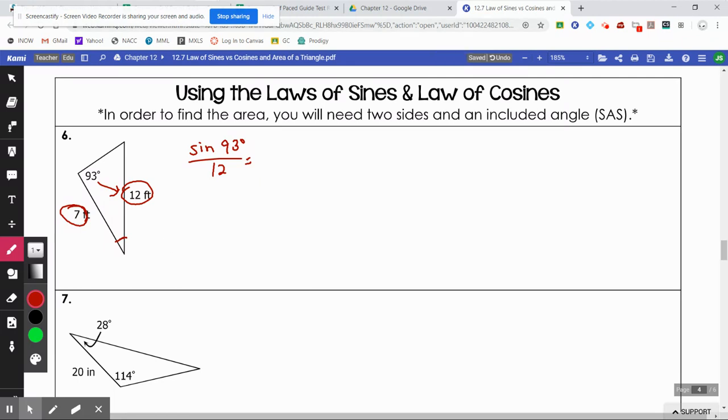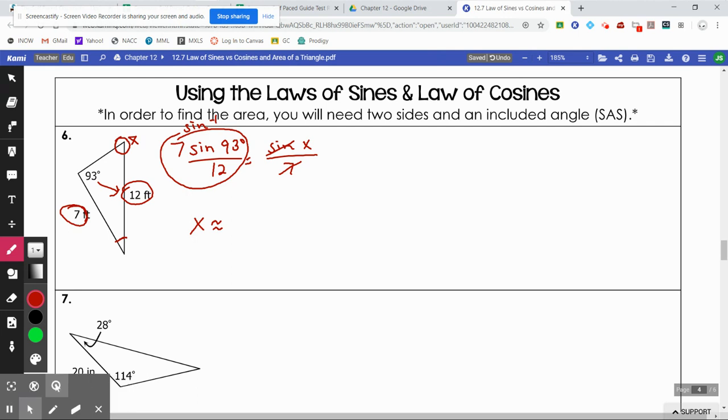Let me erase that. The only side length I have is this 7, and it's across from this angle. So I'm going to have to let that be my x. So I'm going to have to do the sine of x over 7. That gives me, move the 7 over, 7 times the sine of 93 divided by 12. Type this in, and again, all this is review. Type that in to move sine over. Once we get that typed in, we will have to do the inverse sine, and I'm going to go straight to the answer.